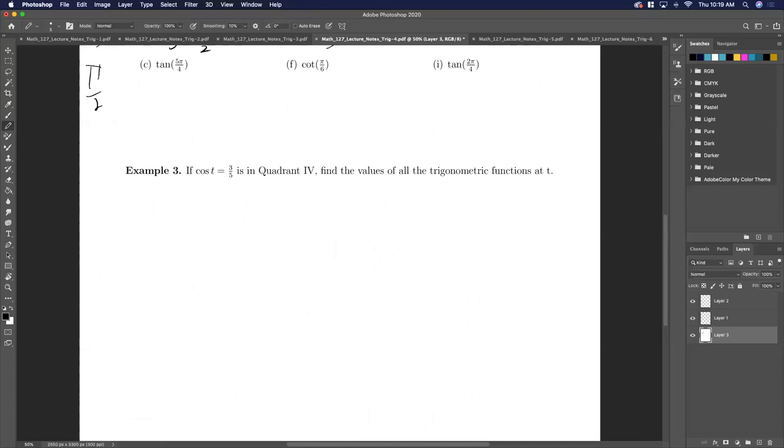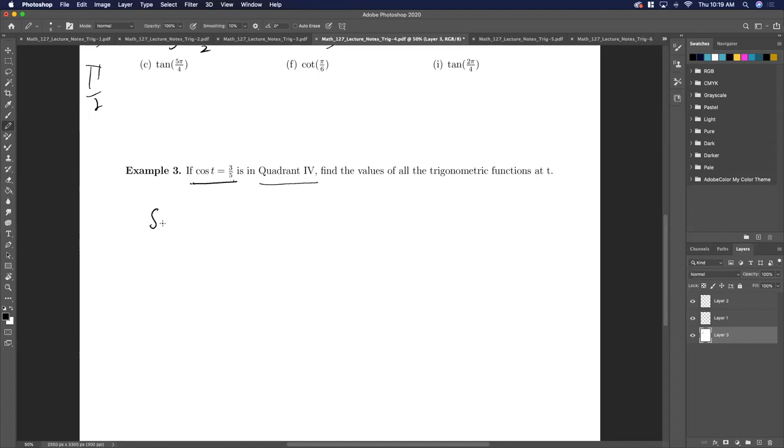So let's pretend I know cosine of t. Technically, I've taught you everything to do this. Cosine of t, in quadrant 4, is 3/5. So I want you to find the values of all the other trigonometric functions. Okay, so let's figure this out. How would I figure that out?